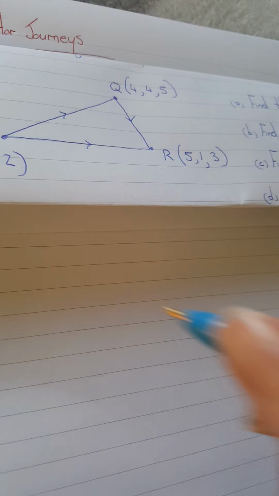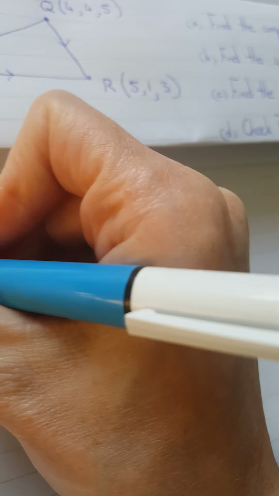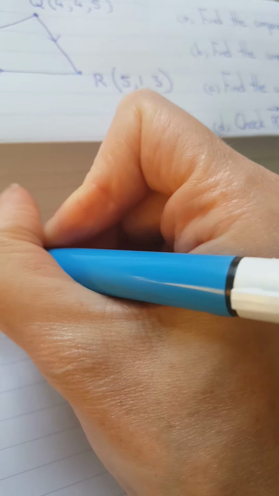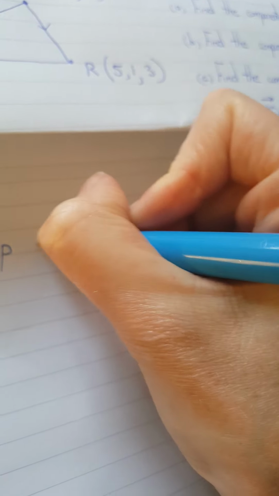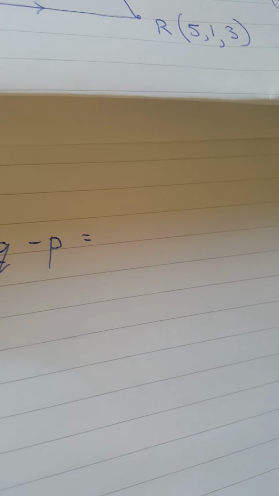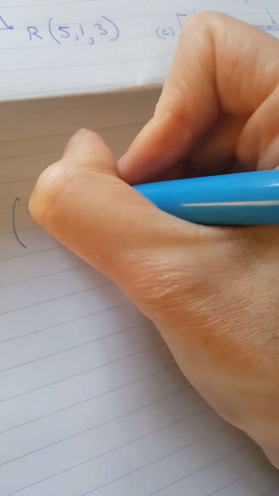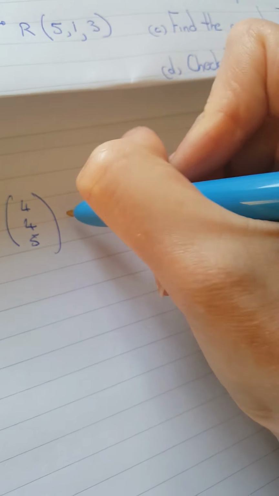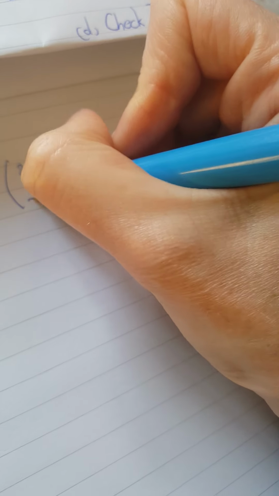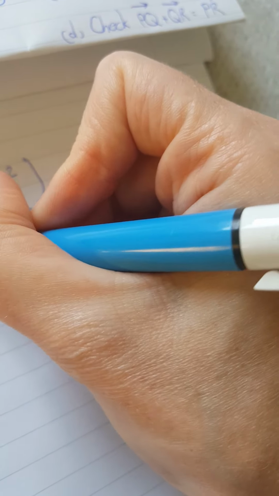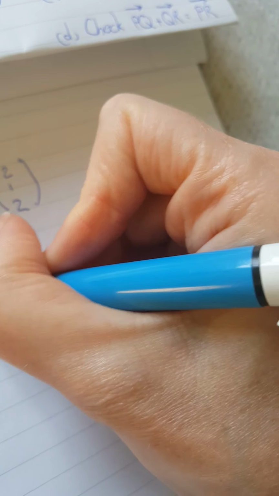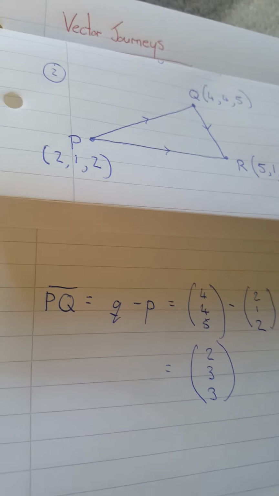Just to show that that should have been the case. If we start off with the components of PQ, that is going to be Q minus P. So Q minus P will be 4 minus 2, 5 minus 2, 1 minus 2, giving you a vector 2, 3, 3. So 2, 3, 3 for vector PQ.